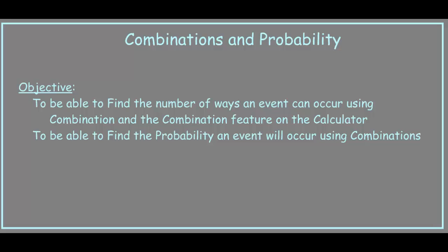Today we're going to look at combinations and probability. Our objectives are to be able to find the number of ways an event can occur using combinations and the combination feature on the calculator, and to be able to find the probability an event will occur using combinations.